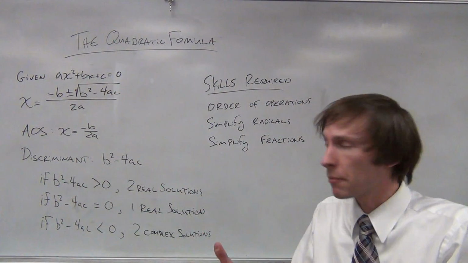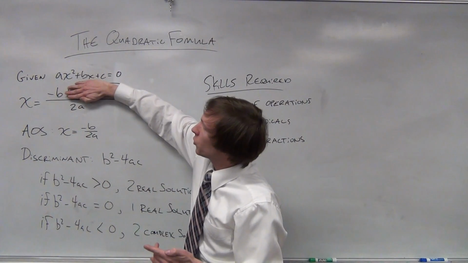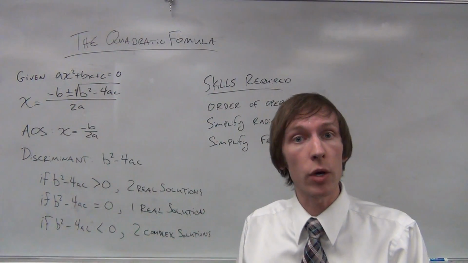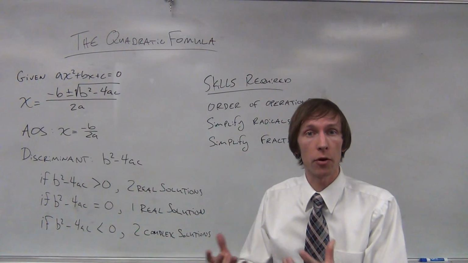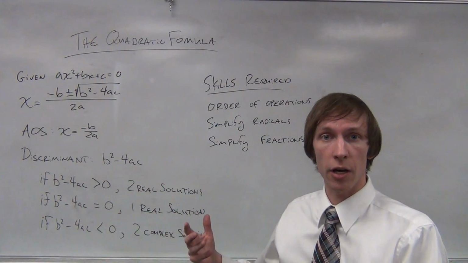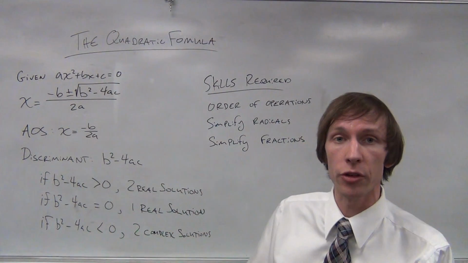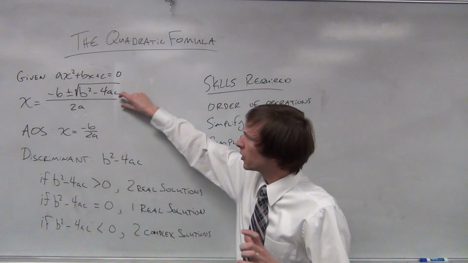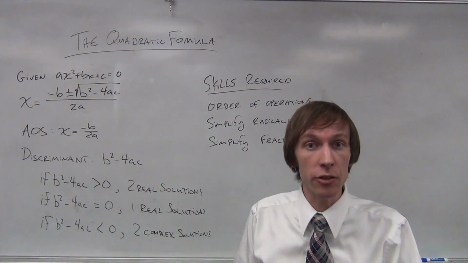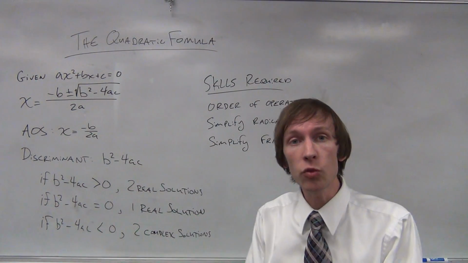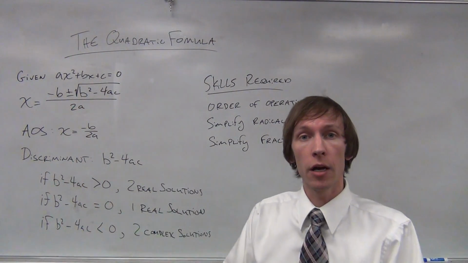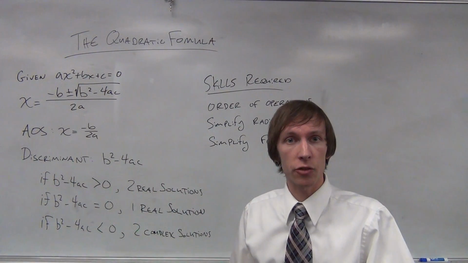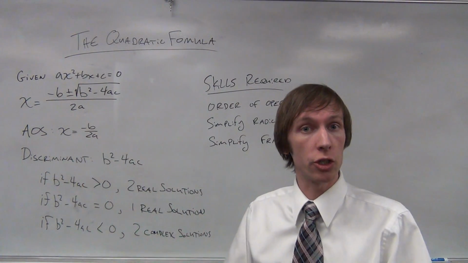Now, you should remember that x equals negative b over 2a was our axis of symmetry, right? This is the location of the vertex of the parabola that represents the function y equals ax squared plus bx plus c. Now, this part right here, this b squared minus 4ac, is called the discriminant. If we're able to compute b squared minus 4ac, then that will tell us what kinds of solutions we should get.